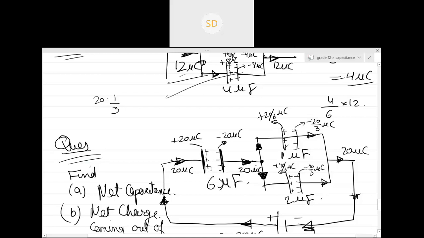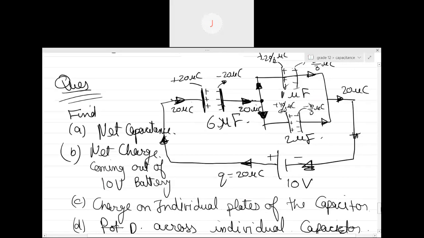What is the potential difference across this capacitor? 20 by 6. And what is 20 by 6? It's 10 by 3, right? So basically, out of this 10 volt, 10 by 3 is on this capacitor. So the remaining 20 by 3 will be on this combination. Is this clear?